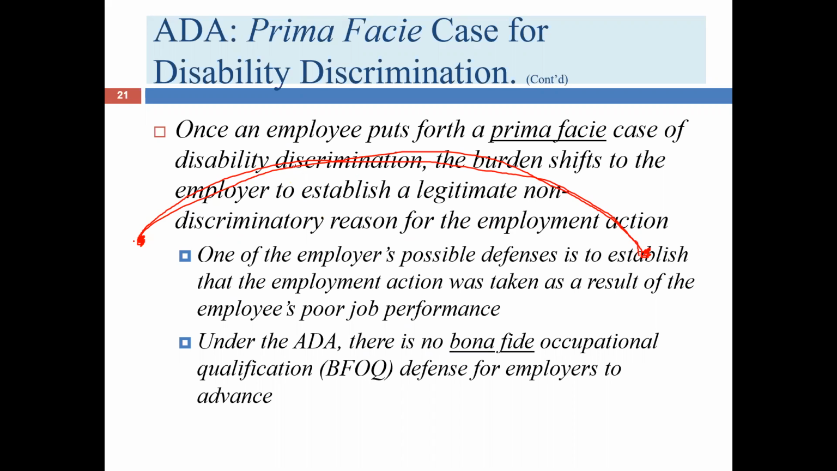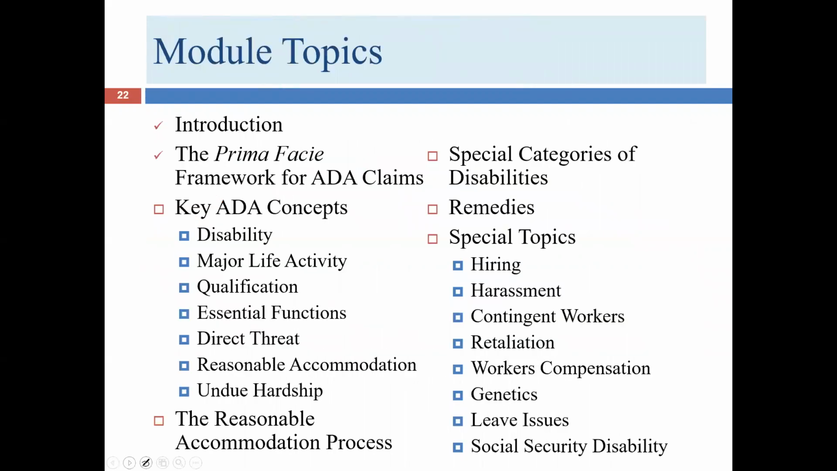We talked a lot about BFOQs when we were talking about Title VII. Those are the bona fide occupational qualifications. We were talking about Title VII, that you can have those for national origin, sex, and religion, but we can't have that for race. We also cannot have a BFOQ for disability. You can have a BFOQ for age too.